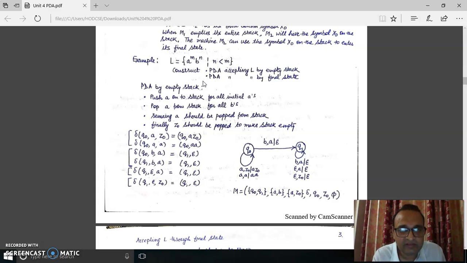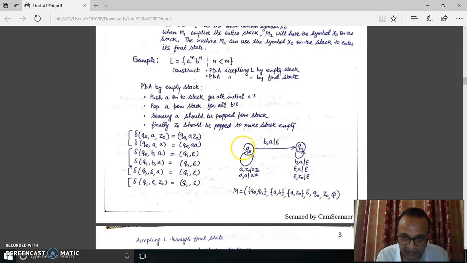And then for each B we will pop an A from the stack, and finally once the string is exhausted, there must be some A remaining on the stack. So this is our idea, and if this is the situation, we will accept all those strings. So here, this is the initial state.